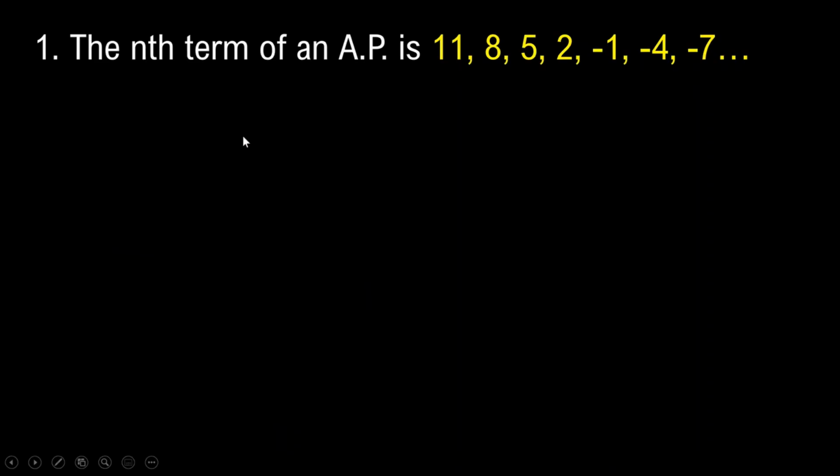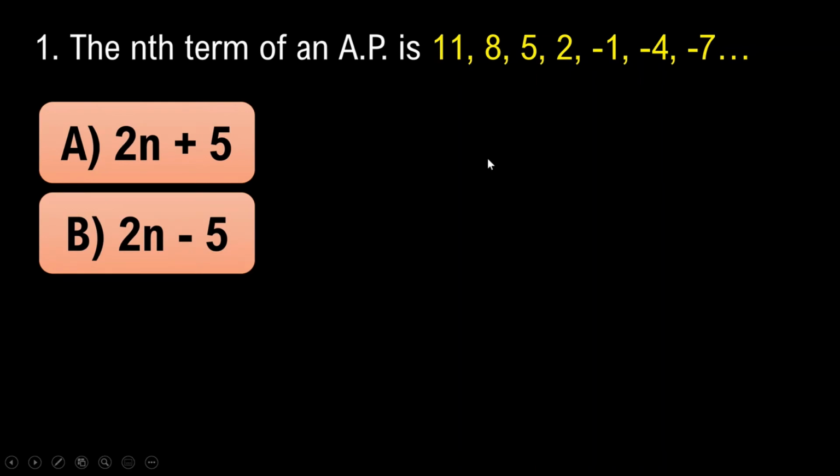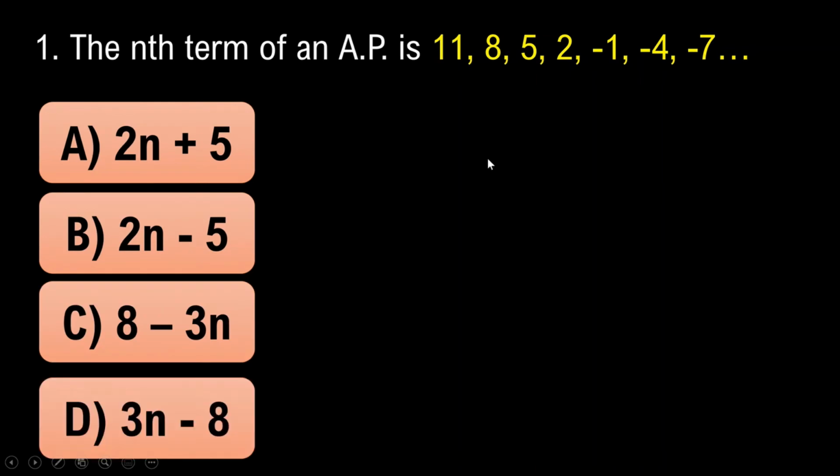So this is the first term. So for example, first question. The nth term of an AP is, given 11, 8, 5. So this is decreasing. It is not necessarily that it always increases. So 11, 8, 5 and so on. You have to calculate the nth term. Pause the video, do it on your own. Okay, I will try to solve it here.